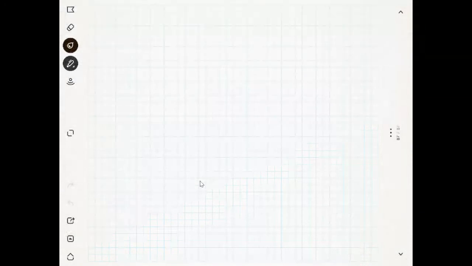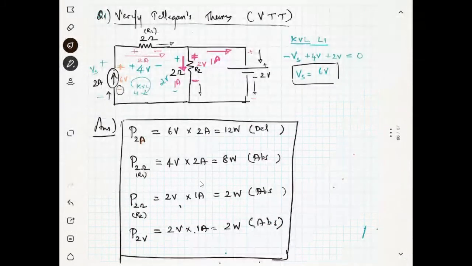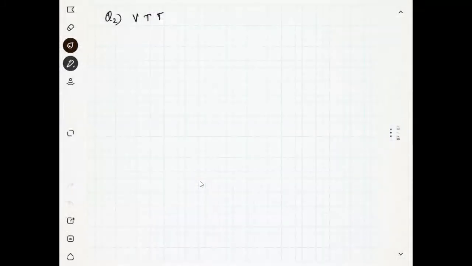So next we will see another problem. Verify Tellegen's theorem. I am just writing like this: Verify Tellegen's theorem, VTT. So please understand what is VTT.